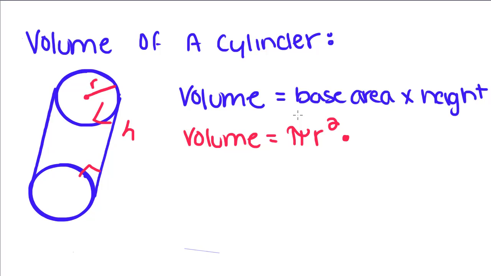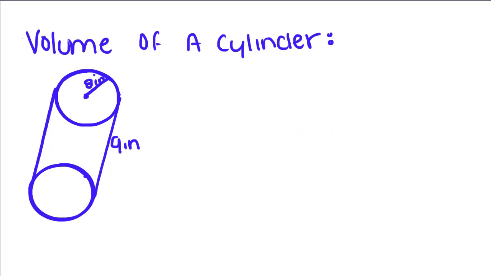I know it's kind of hard to see, but if this was sitting up like a soup can, that side of the soup can is perpendicular to both circles. So pi r squared times h. Now we're going to do some examples.